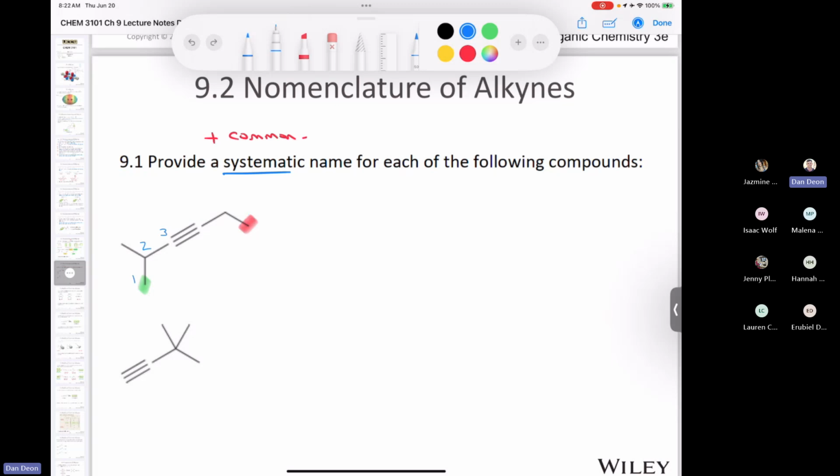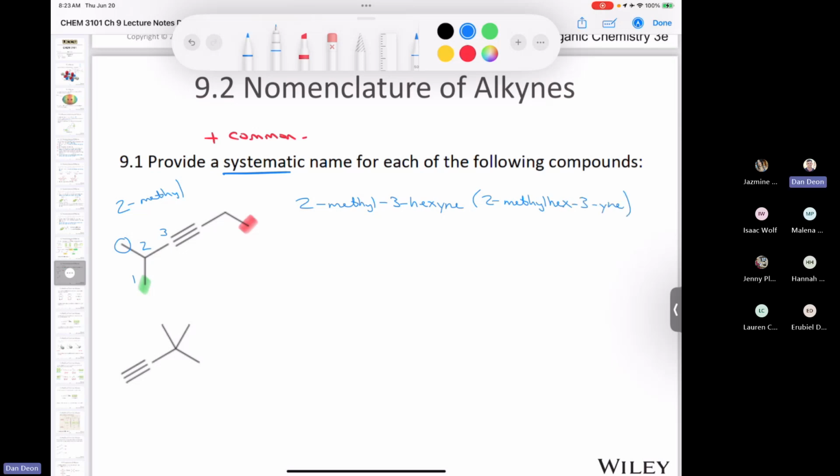But remember, if I go off the green carbon, then the methyl gets a lower number, right? So I go to the next rule, and I want to give the methyl the lowest possible number. So we have a 2-methyl, and then we have a 3-hexyne. So we'd call this 2-methyl-3-hexyne, or you could call it 2-methylhex-3-yne. Those are both perfectly acceptable.